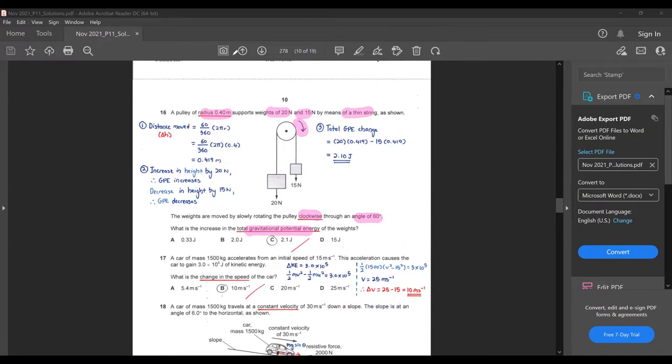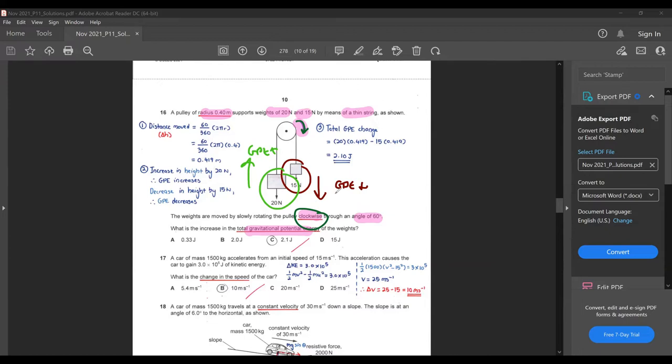So, the thing here is that our object is moving. The question says your pulley is moving clockwise in this direction by an angle of 60 degrees. That would mean that in our case, this weight is dropping down, but this weight is going up. Okay, one is moving down, one is moving up. For the weight that is moving down, GPE should drop. But for the weight that is moving up, GPE should increase.